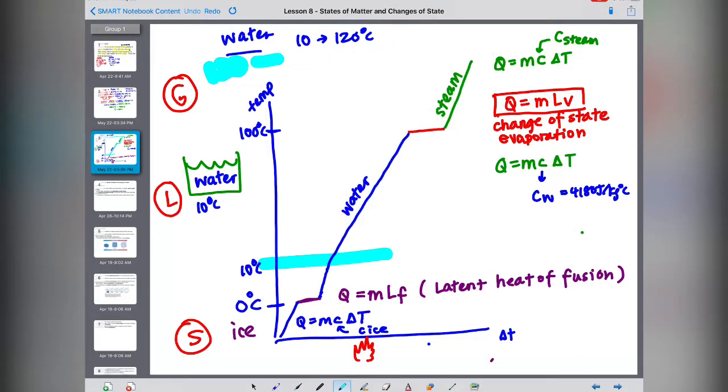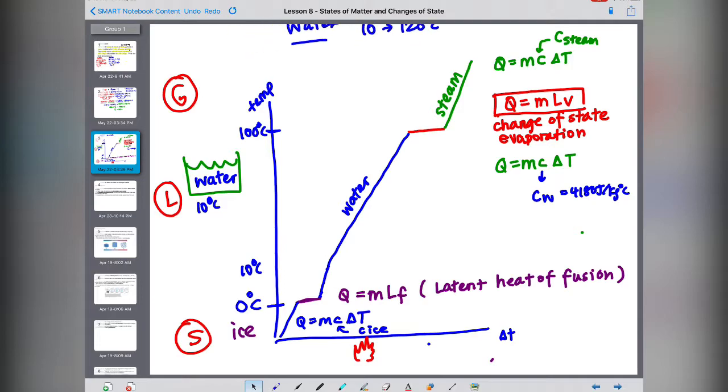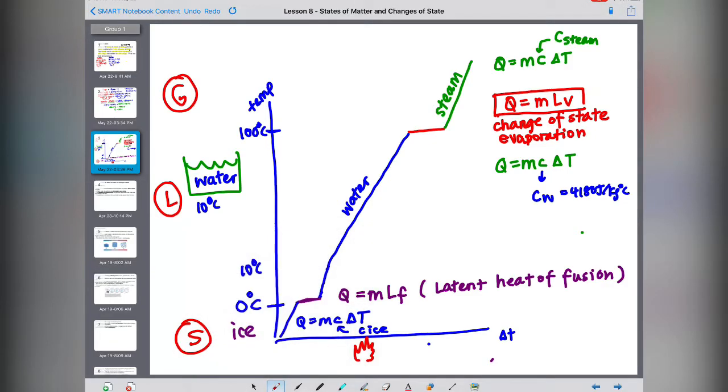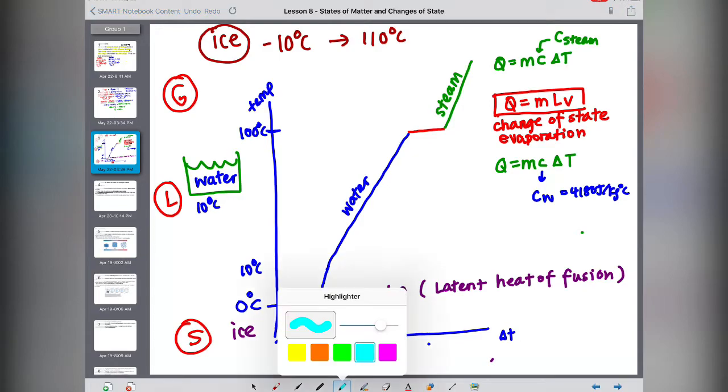If I change the question, let's say I want to make this the hardest question it could be, with 2 different changes of state. Say I start with ice, at negative 10 degrees Celsius, and I heat it up, melt the ice, heat up the water, evaporate the water, turn it into steam, all the way to 110 degrees Celsius. See how many different steps of calculations I will have to do.